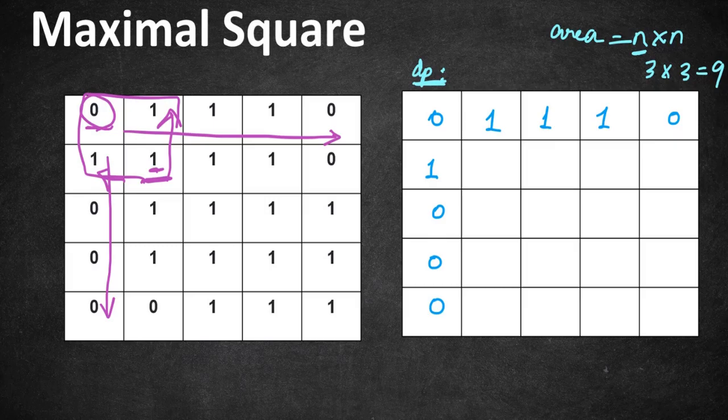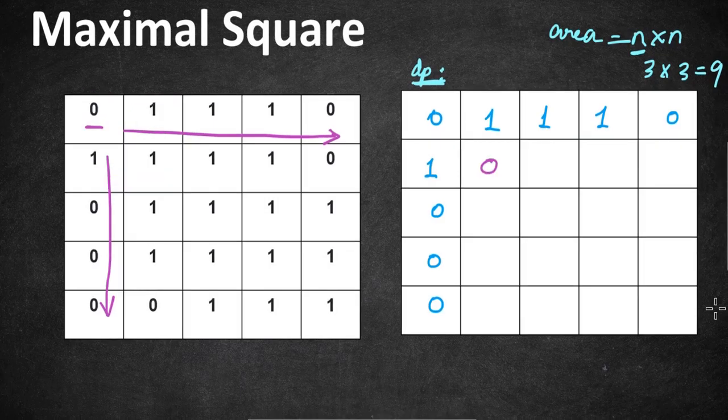So the answer will be 0. So let's move on to our next position, which is 1, 2. Let's see at this point what is the maximum side length of a square we can form. If you see row wise, there are 3 ones and we have only one row upwards, which means we can maximum possibly form a 2 cross 2 square. So this one can't be considered.